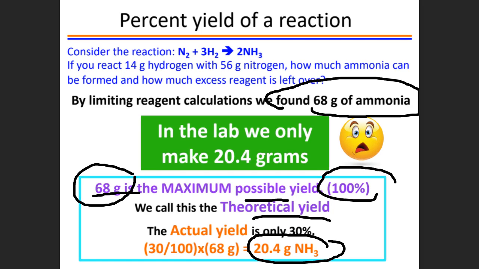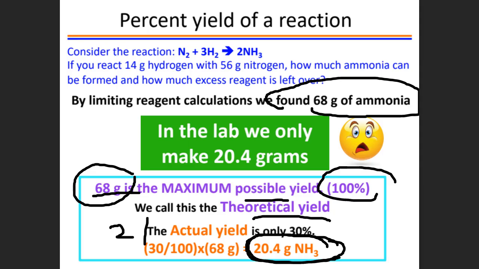How can we calculate it? Whatever the theoretical amount for 100%, 30% means 30 divided by 100, so we can find the gram. Or even if we have the gram, we can calculate this amount compared to 68 and multiply by 100, and we will find the percentage. So let's go back to this.